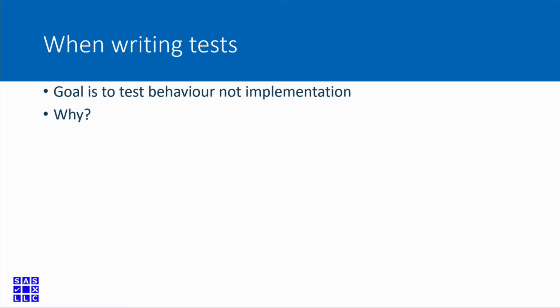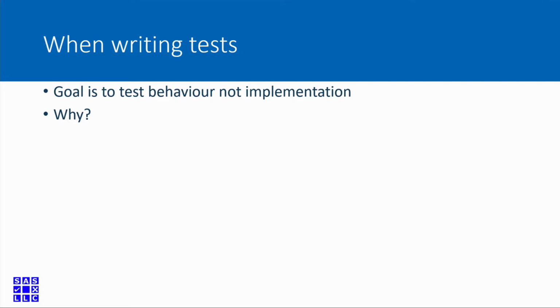So anybody want to guess why it's better to test behavior rather than implementation? You can just throw it in the chat. Or if you want to unmute yourself and say it, I think you can probably do that. I don't think I have everybody locked. Implementation changes, yes. Okay, so yes, behavior should not change, right?